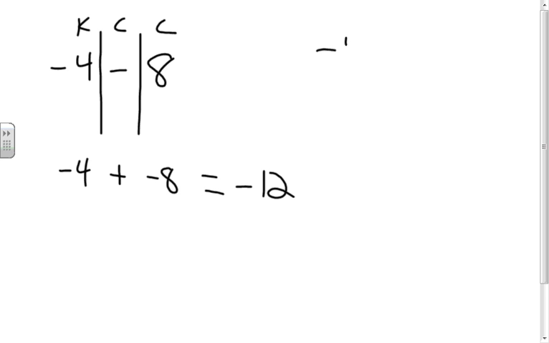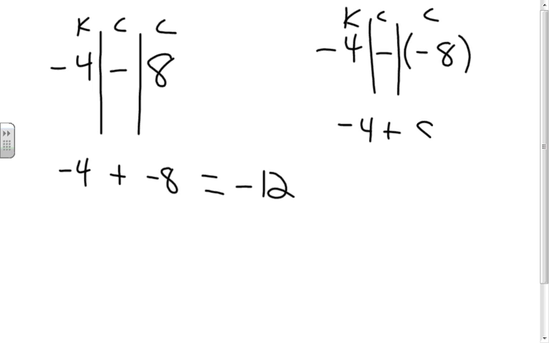Now I'm adding two signs that are the same, so I keep the sign and I add normally. Okay? Now if it was -4 minus -8, draw my columns, change, -4 plus 8. Now I have two different signs. The positive numbers are the bigger ones, my answer will be positive, and I subtract 8 minus 4 is 4. Two very different situations, very different answers.